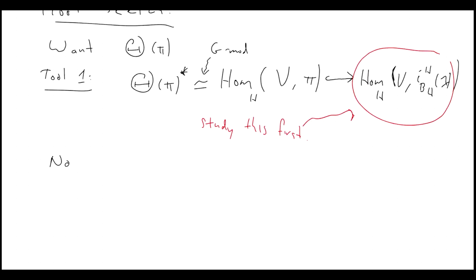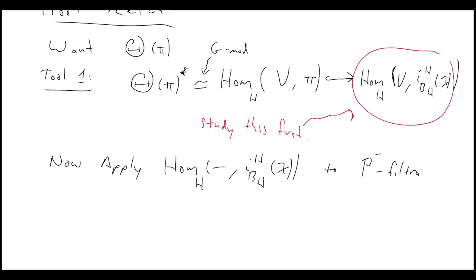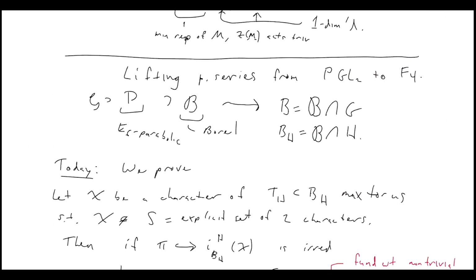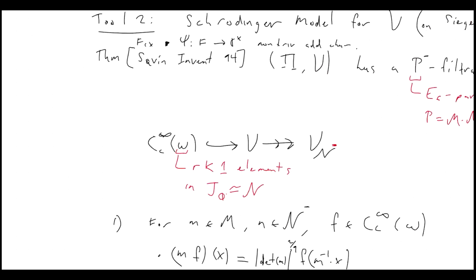So what we're going to do is apply the functor Hom H into the principal series, the P opposite filtration of V. Let me quickly go back up. We have this exact sequence over here. We're going to apply this left exact functor, and so we're going to get a long exact sequence. We'll analyze the long exact sequence.